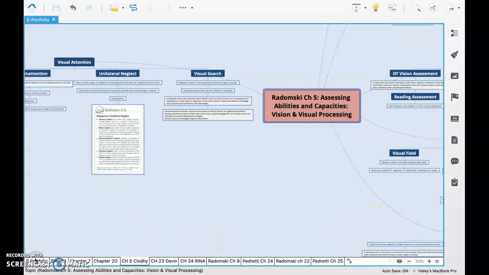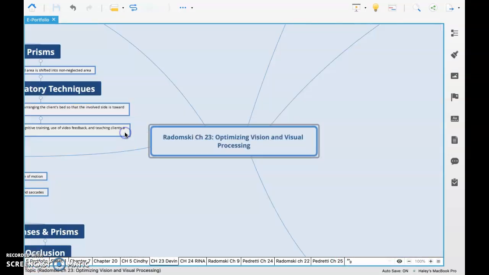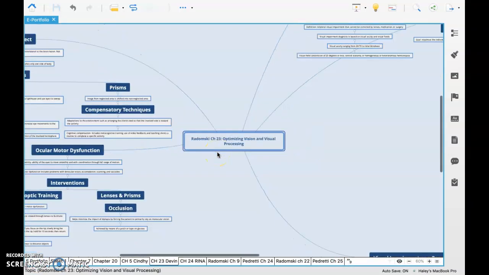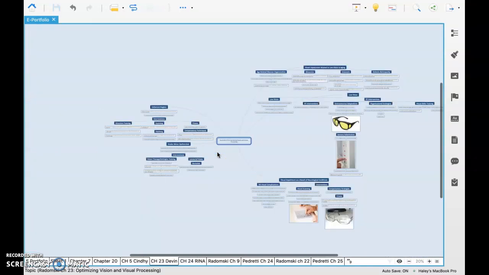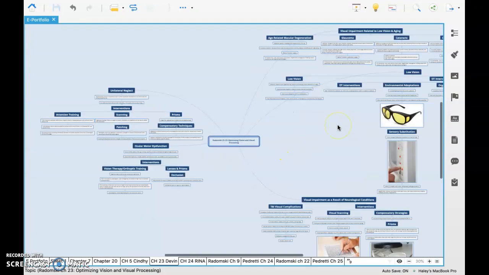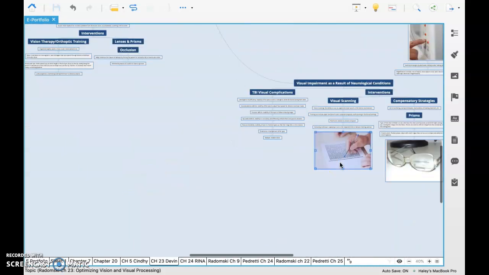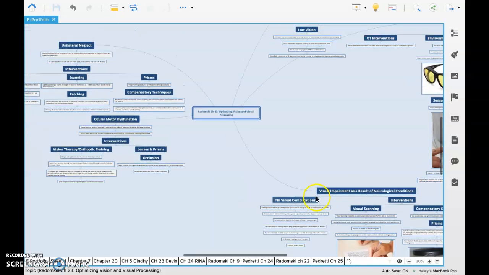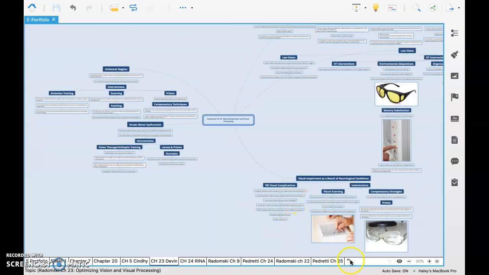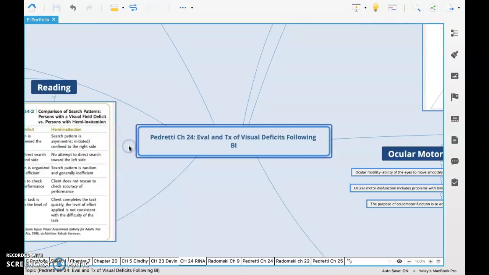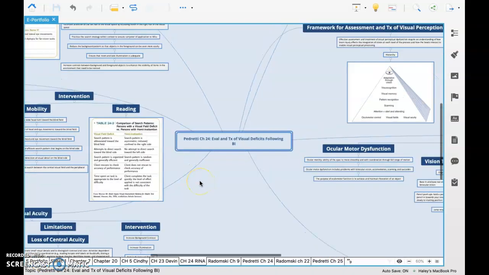Where did my portfolio go? Chapter 23. Same with the headings. I liked that. I liked the little add-in of pictures. It helps, again, to really understand what's being described in words. Short, good review.